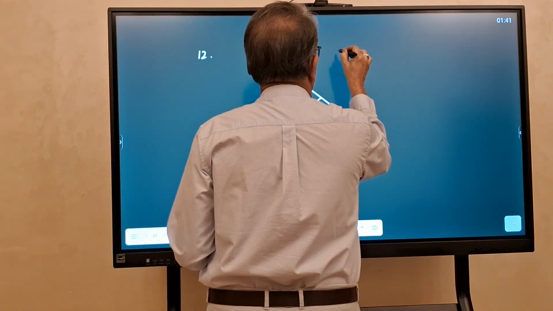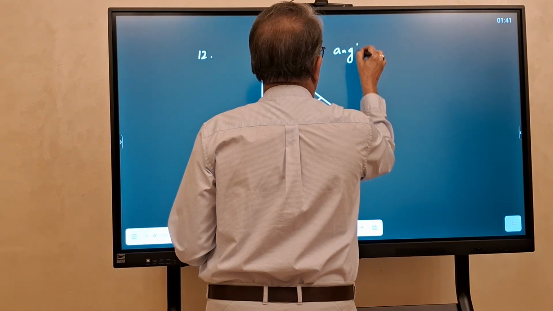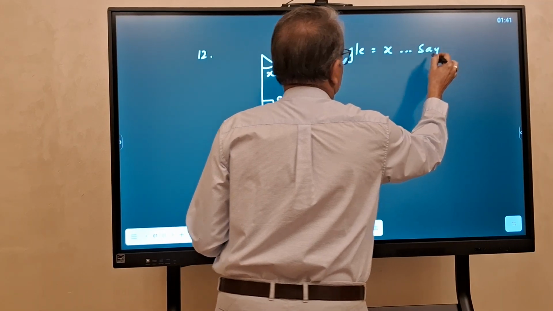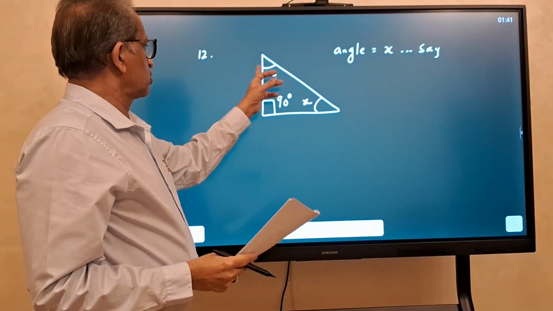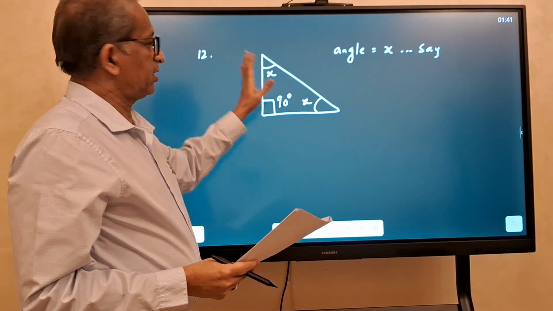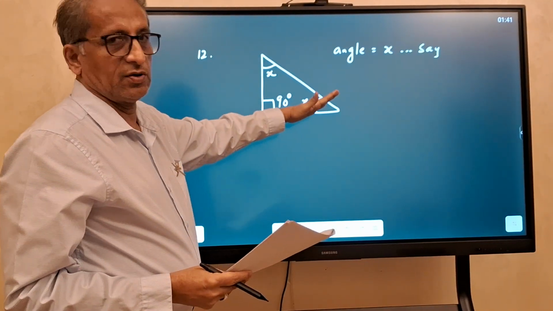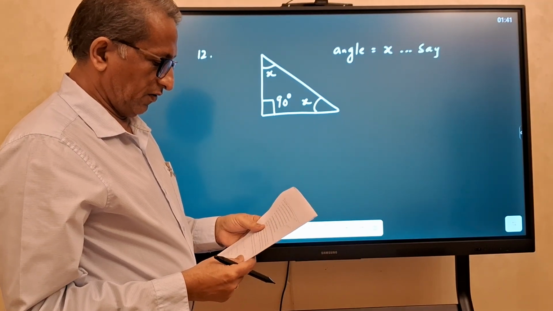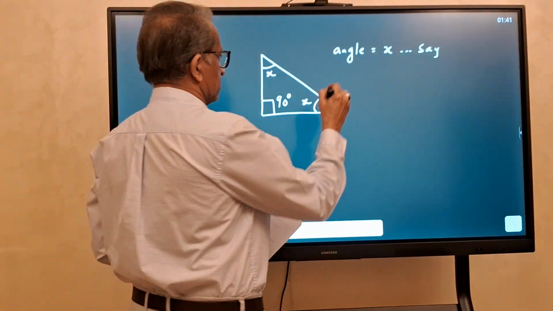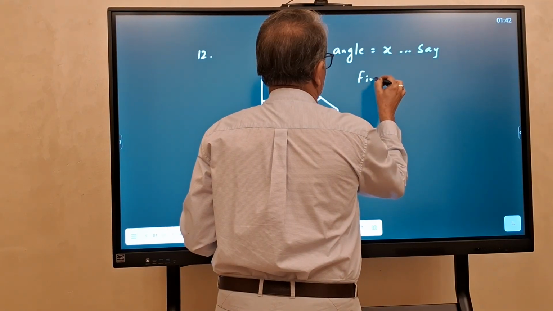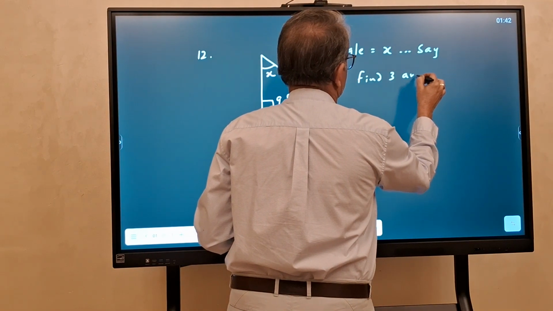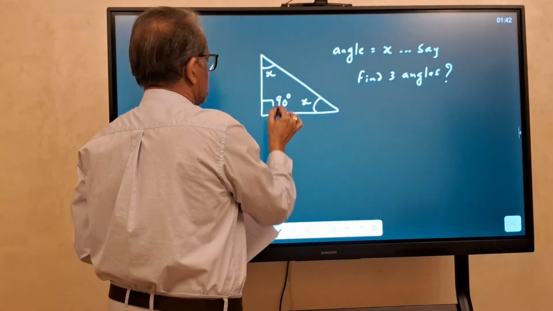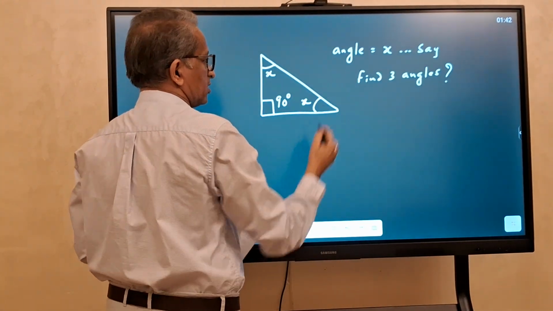So I assume one angle is x. These two smaller angles have equal measure. That means if this is x, it will also be x. What is the question here? Find the measure of three angles. That means find three angles. This is already there.